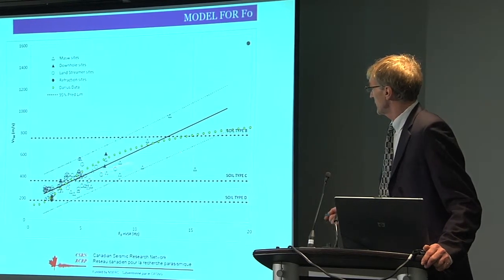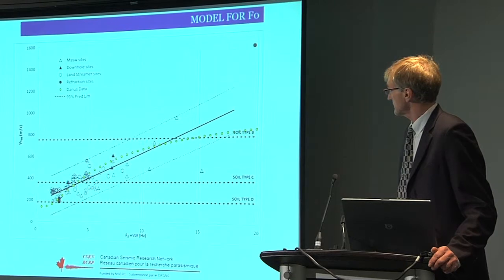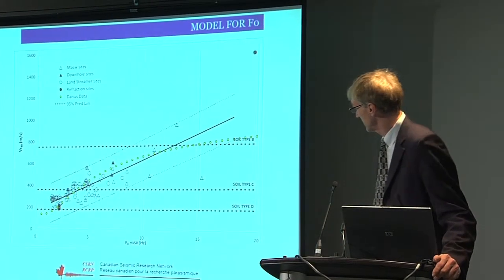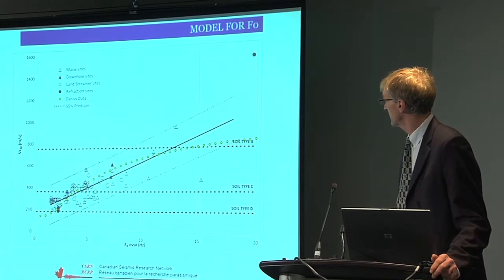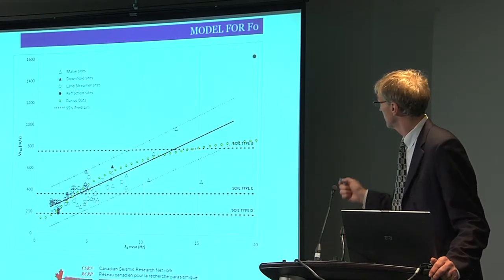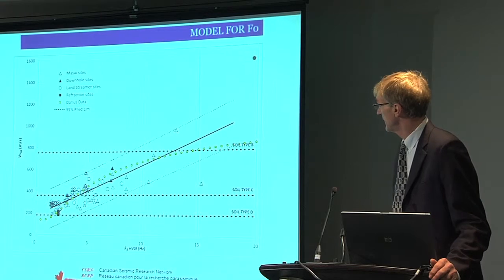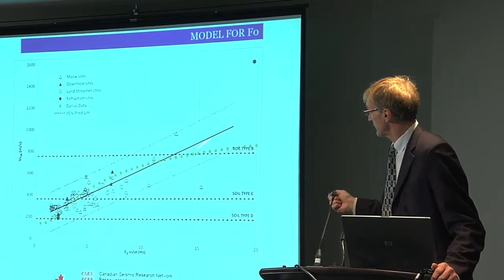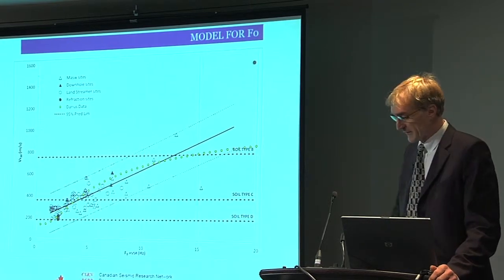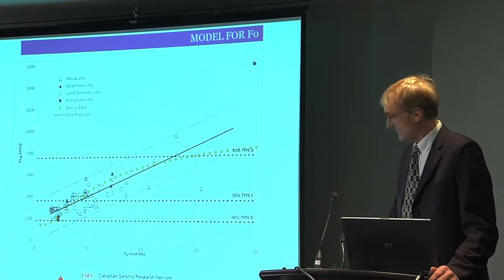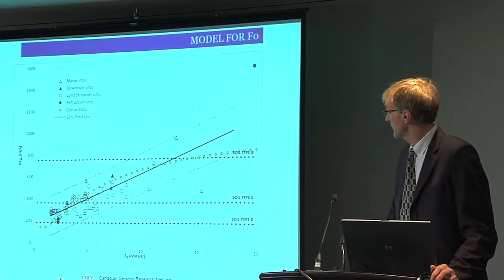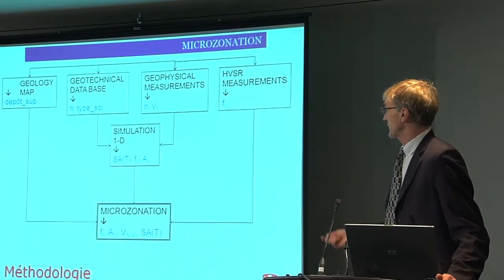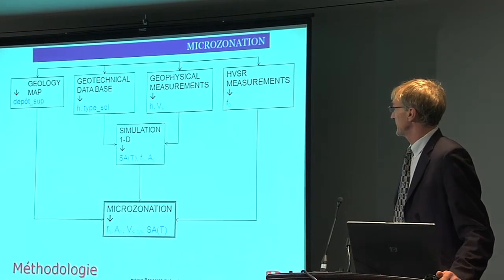We did also a model to relate the VS30 with the measurement of the frequency using the HVSR method. And as was mentioned again this morning, this is an approximate way, but it is one way to get a quick estimate of VS30 at sites where you don't do measurements. So to come up with our microzonation, what we did is we integrated all that information.